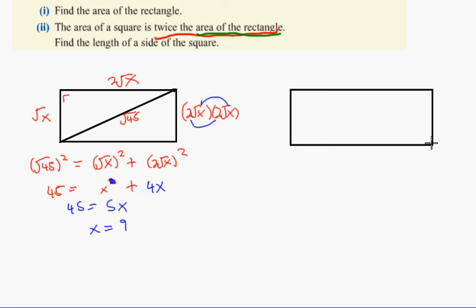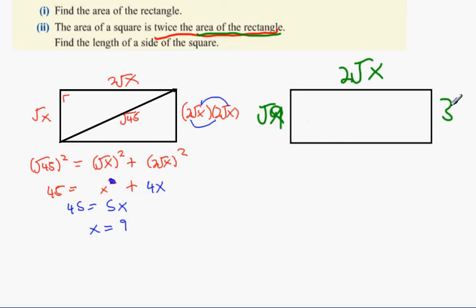So basically what we knew last time is that the length of the rectangle is 2 root x and the width of the rectangle is root x. We now know that x is 9. So what's root 9? Root 9 is 3. So 3 is the width. And what about the length? It's 2 root 9. What's 2 root 9? 6. So the rectangle is 6 in length, 3 in width. We know that area equals length multiplied by width. And what that will get us is 18. We have 18 is the area of the rectangle.